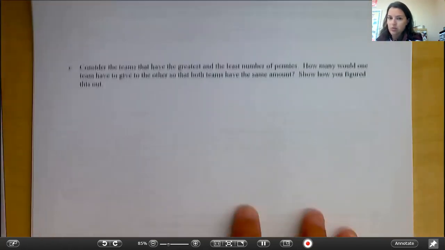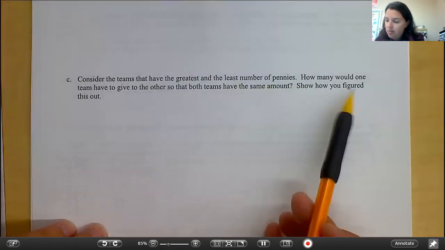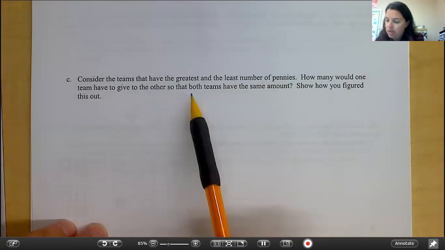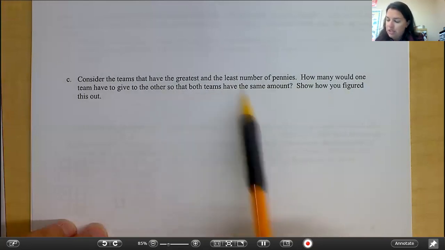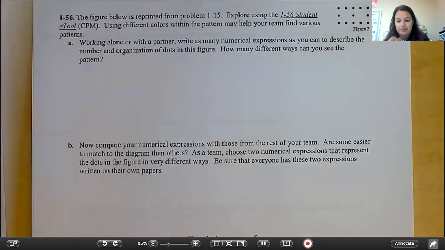If you're done with that, then you will be on part C. Consider the teams that have the greatest and least number of pennies. How many would one team have to give to the other so that both teams have the same amount? Show how you figured this out. So go ahead and work on part C.